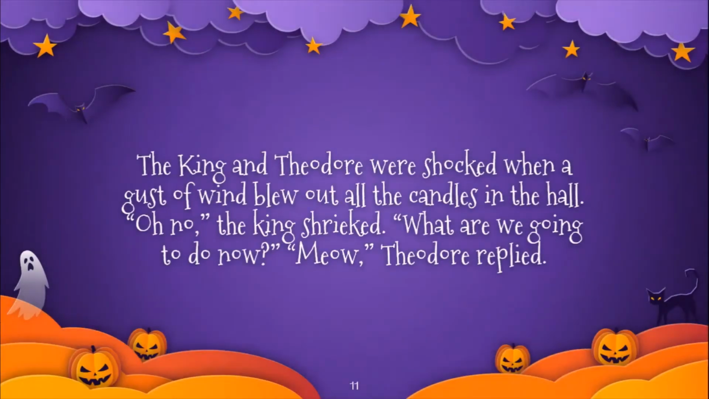So let's visit the example again and find the dialogue. So, the king and Theodore were shocked when a gust of wind blew out all the candles in the hall. "Oh no!" the king shrieked. "What are we going to do now?" "Meow," Theodore replied. What is the dialogue? This should be pretty easy because they're always marked with quotation marks. So the dialogue in this example is, "Oh no!" The king shrieked, not said or whispered. The king shrieked it. "What are we going to do now?" And then Theodore replied by just saying, "Meow."